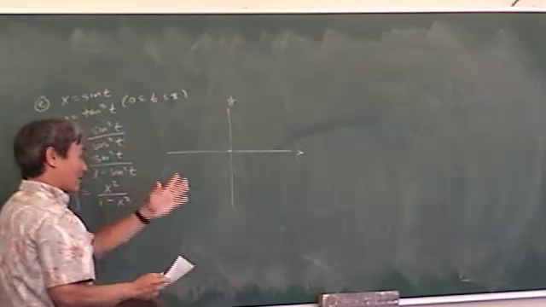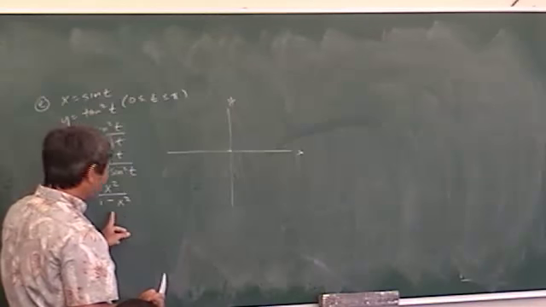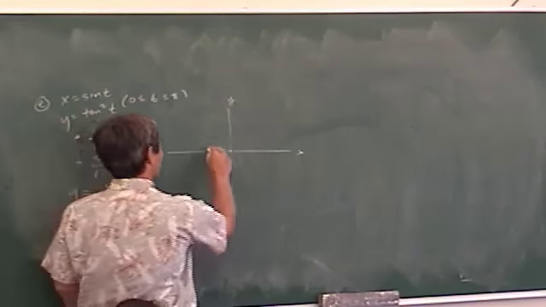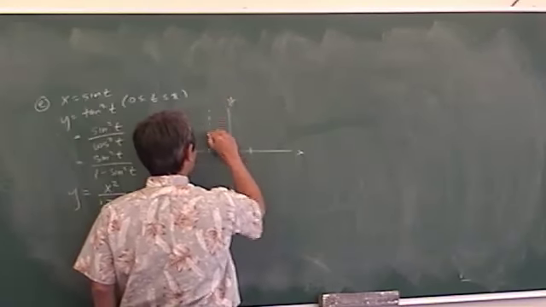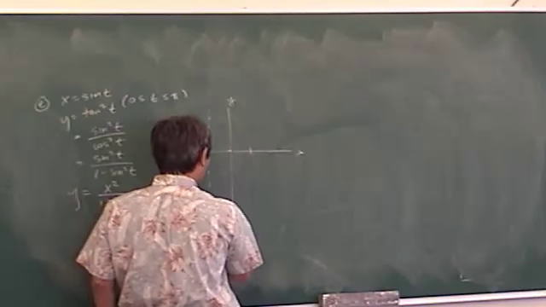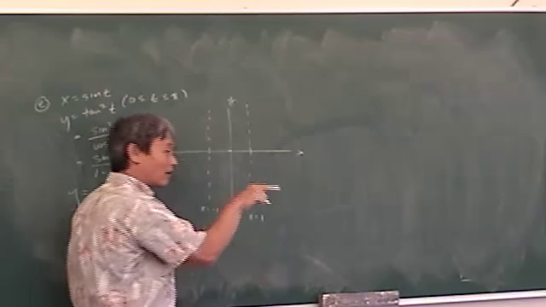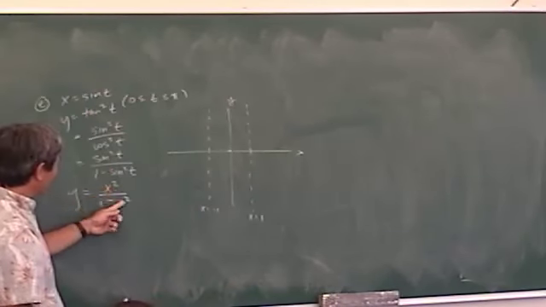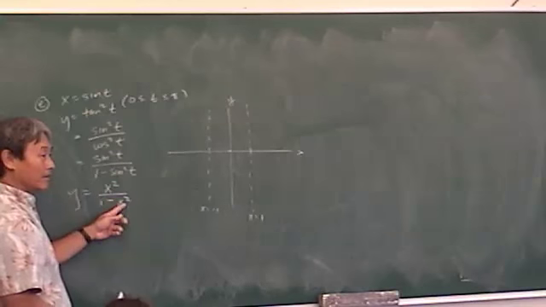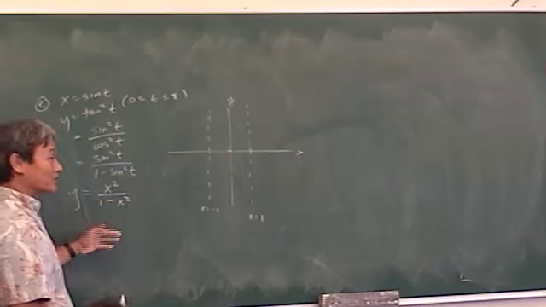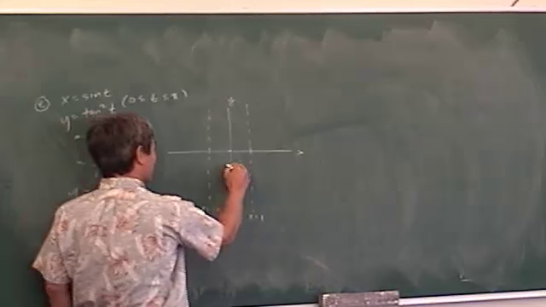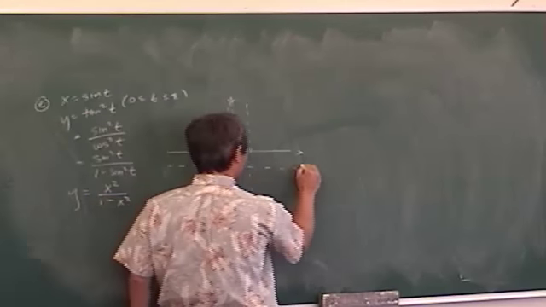Okay, what about vertical asymptotes? That's when the denominator is 0. What makes the denominator 0? Plus or minus 1, so you get x equals plus or minus 1. And don't forget to label your asymptote. And what about the horizontal asymptote? If the degree of the top and the bottom are the same, you look at the coefficients. -1. So y equals -1 is the horizontal asymptote.